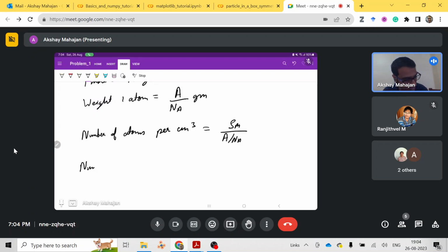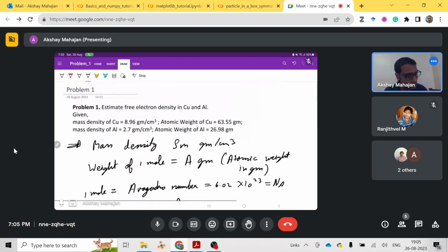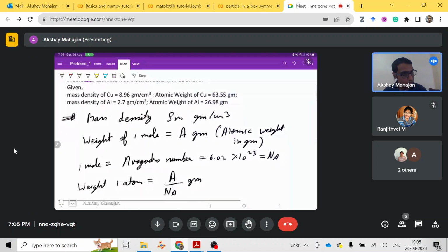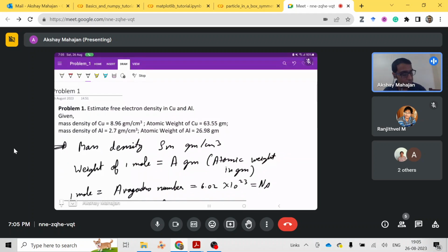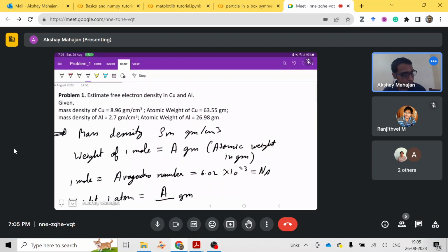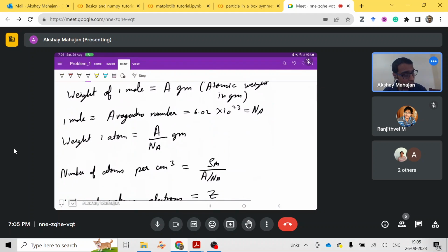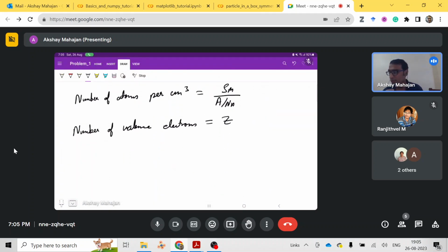Now let's say we know the number of valence electrons, which will be basically our conduction electrons. So we have to estimate the free electron density, the number of free electrons per unit volume. The valence electrons are the electrons that will be free from the core shell, and they will contribute to the conductivity of these systems. Only those will contribute.